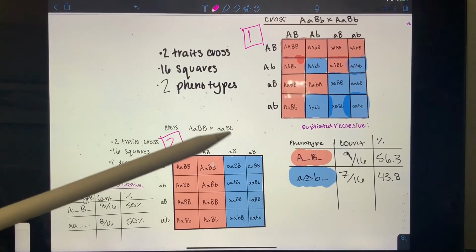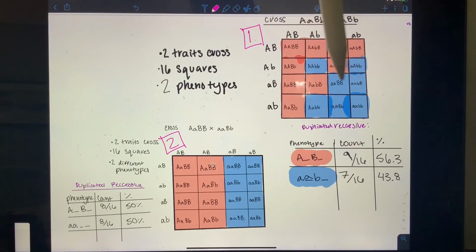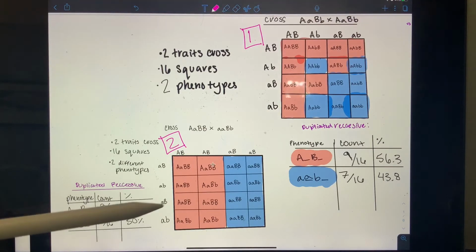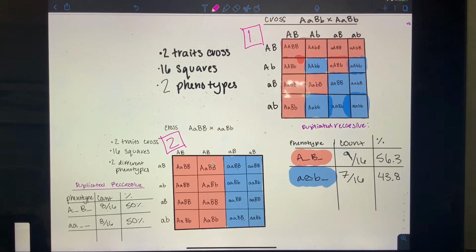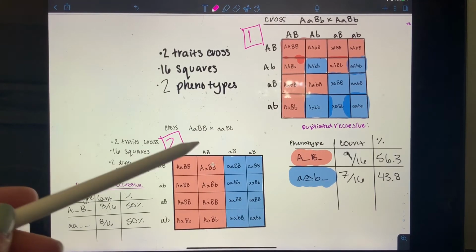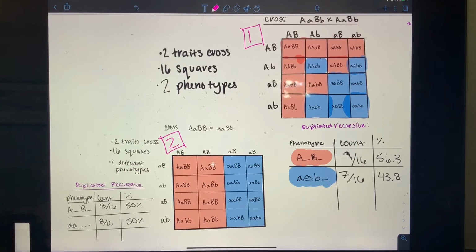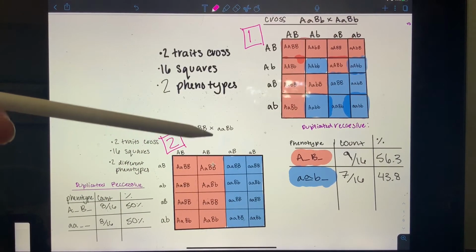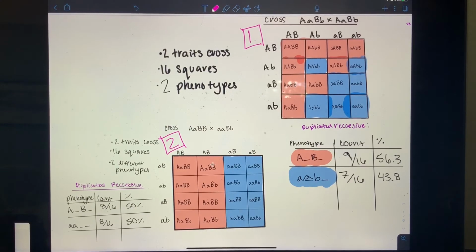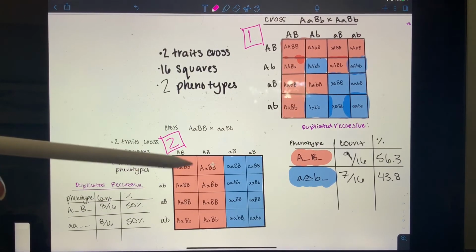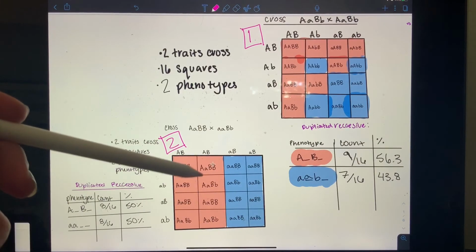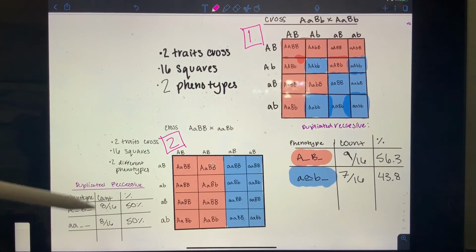Two traits cross, two phenotypes, with 16 squares. This one is crossing two heterozygous genotypes, and over here you are crossing two genotypes with one heterozygous allele and one homozygous allele in both genotypes. Because of the dominant big B allele over here, there's no chance for little b masking the other allele in this Punnett square. So that makes there be a 50-50 chance of the phenotypes.